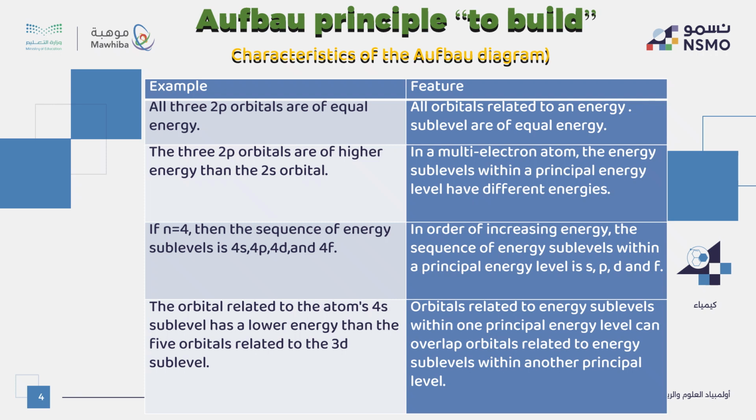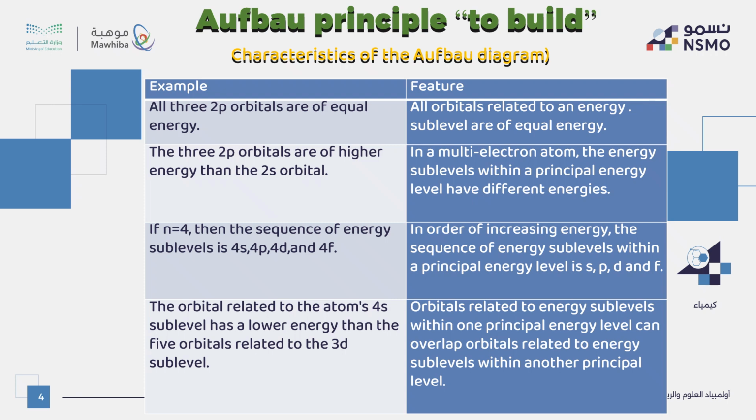The table here summarizes the key characteristics of the Aufbau diagram, which help us understand how electron energy is arranged inside an atom. First, notice the statement: all three 2p orbitals are of equal energy. This tells us orbitals belonging to the same sublevel, such as the three 2p orbitals, always have equal energy. This is true for any sublevel.